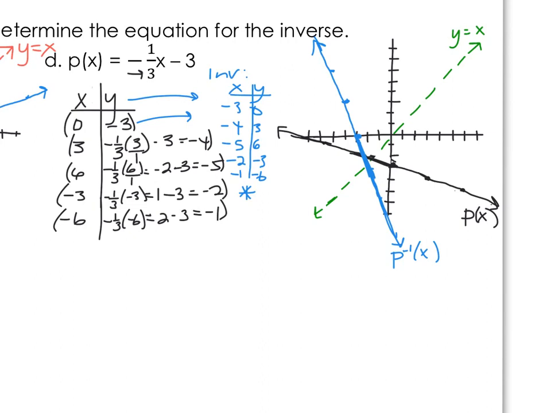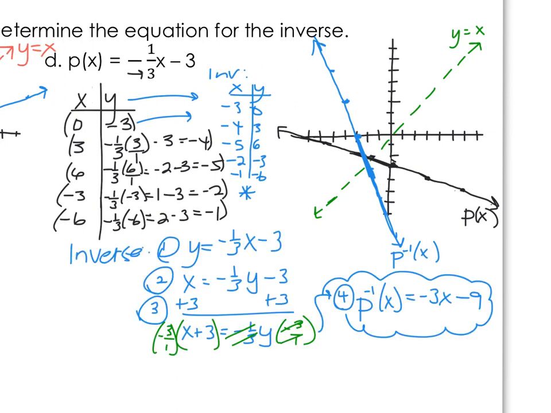All right, let's get this finished up by writing the equation. I'm going to let you try. Take the 4 steps and create P inverse of x. When you feel you're ready, press play and we'll see how it went. When you're finished, you should get P inverse of x equals -3x minus 9. So that graph should cross all the way down at -9 on the y-axis.